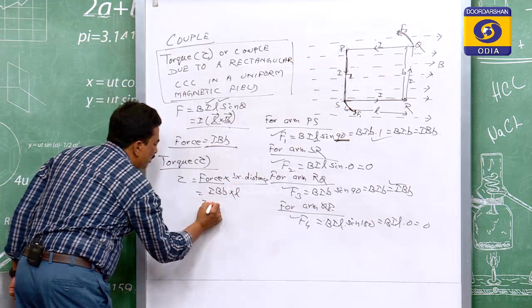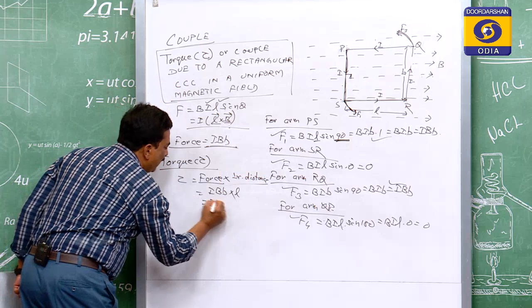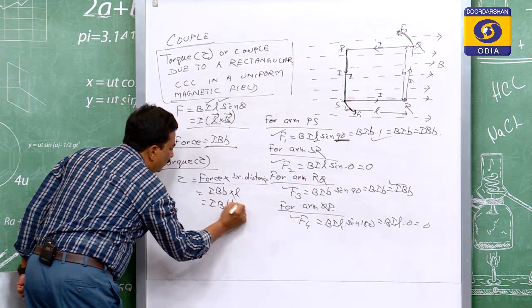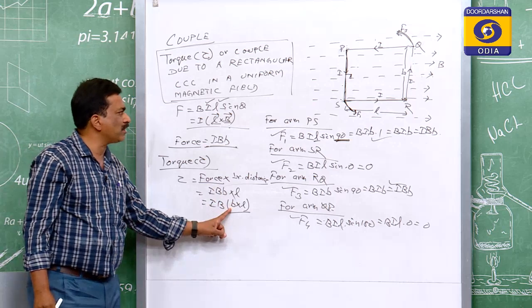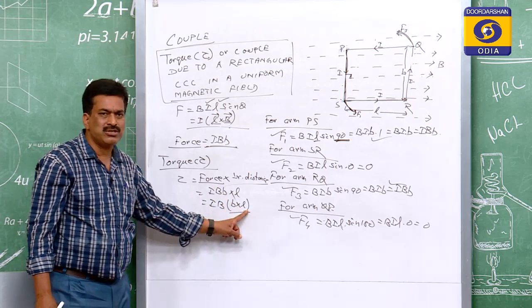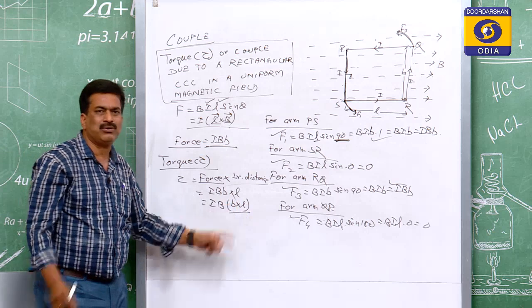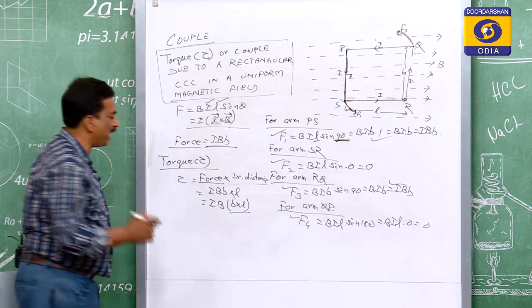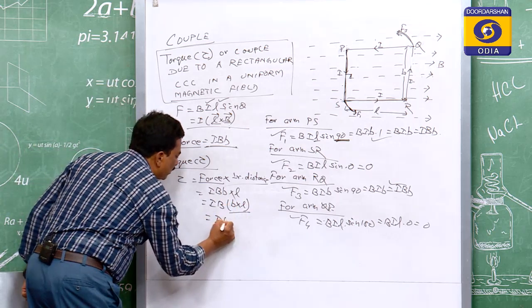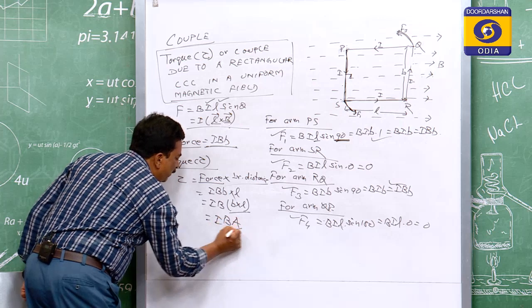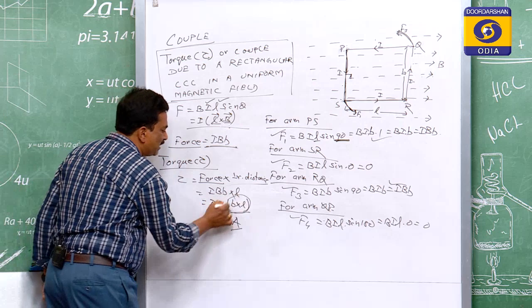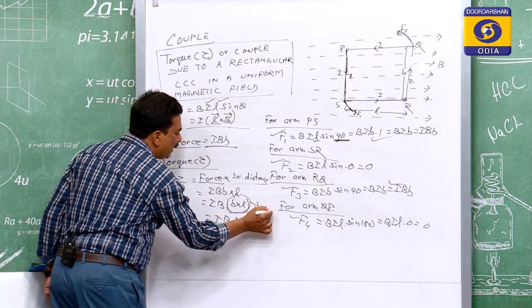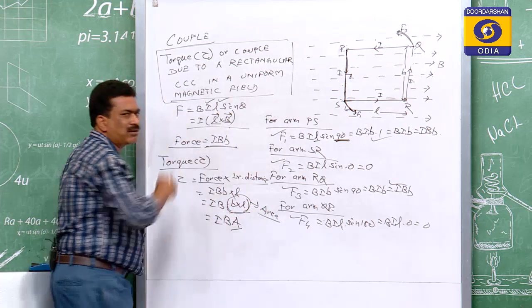So, this becomes I capital B of B cross L, which I have taken. So, B is the breadth and L is the length. So, length into breadth will be how much? That is the area. So, that is equal to IB into capital A. So, this capital A is the area, the area of that coil.